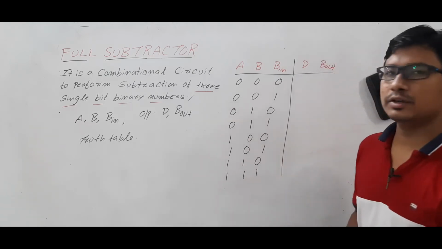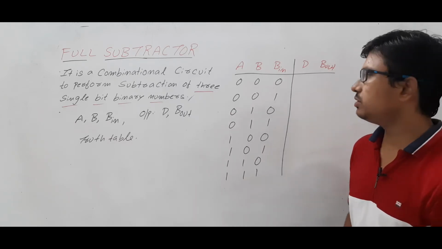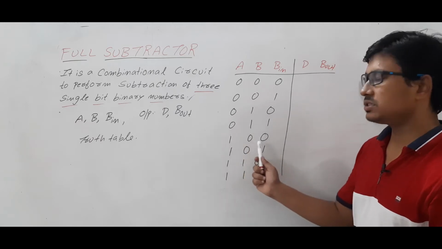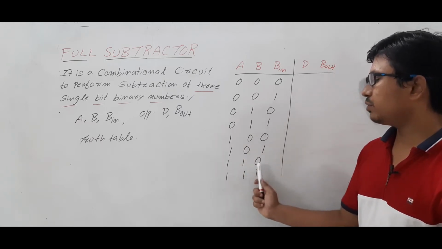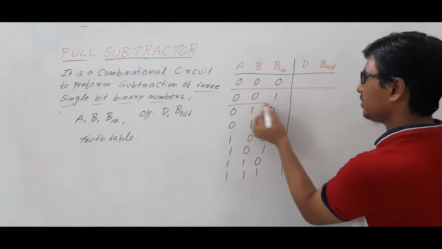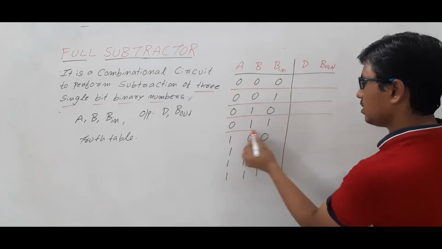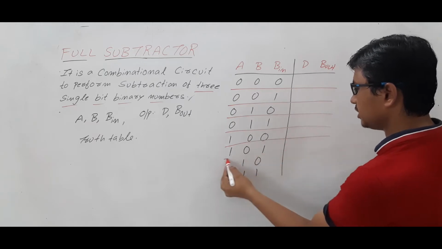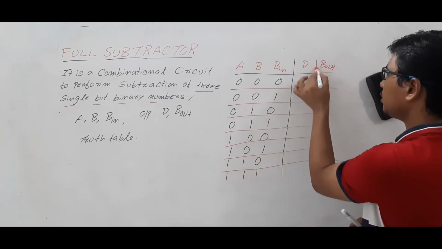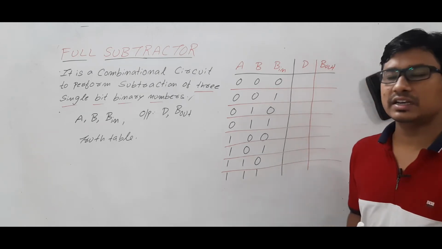So these are the 8 combinations we got: 000, 001, 010, 011, 100, 101, 110 and 111. So let me find the output for each input combination. Now how many outputs are there? We have two outputs, one is difference and then borrow.